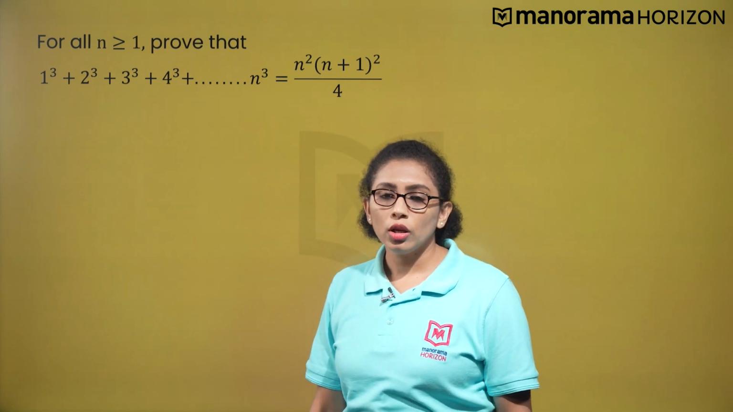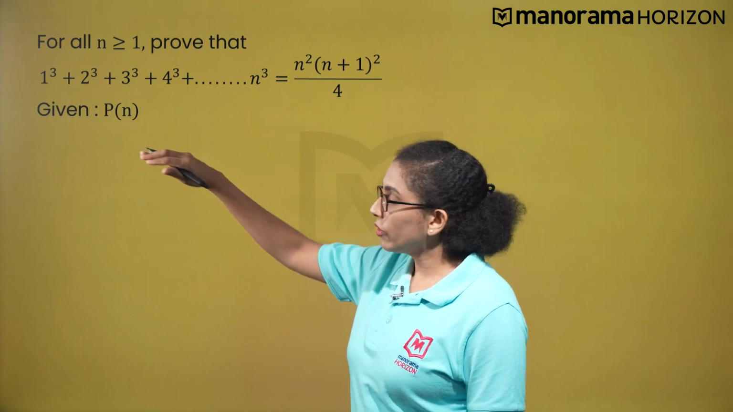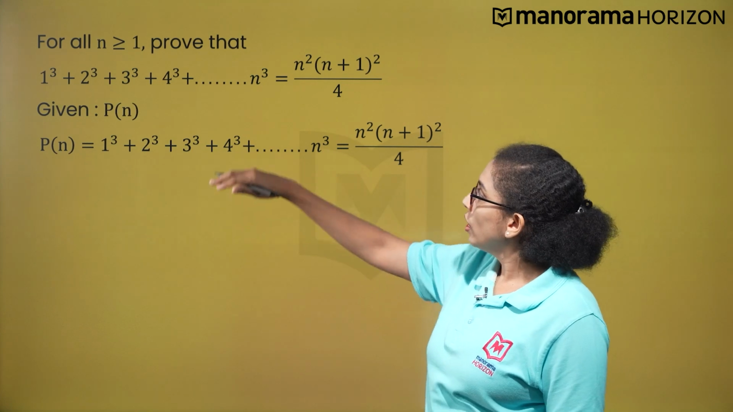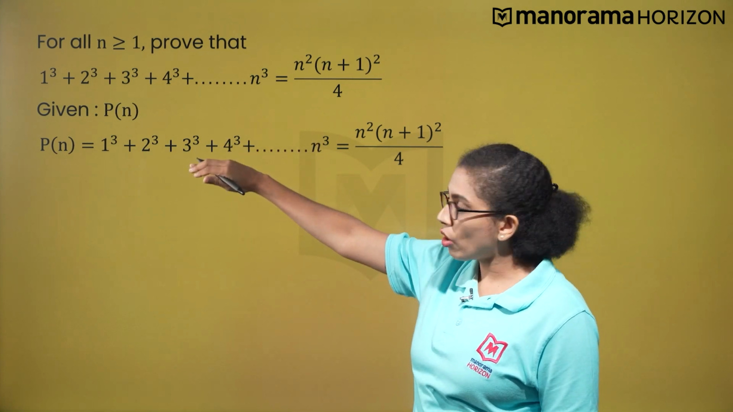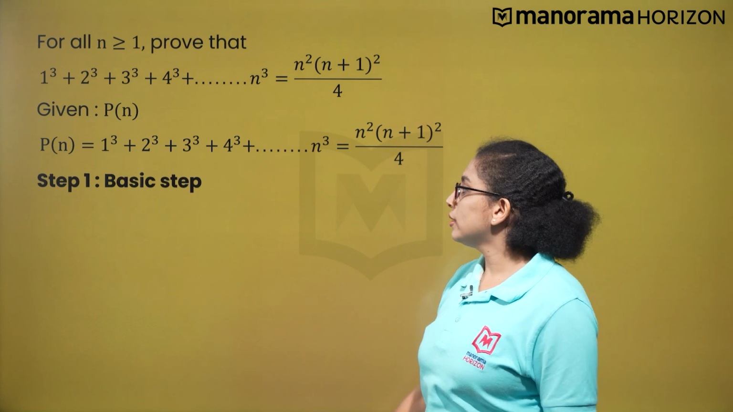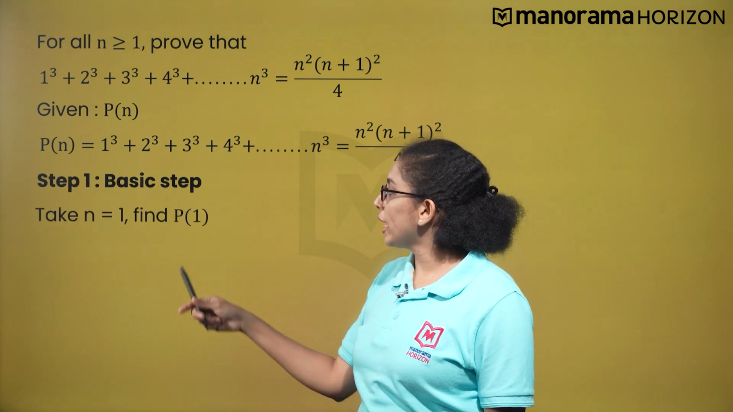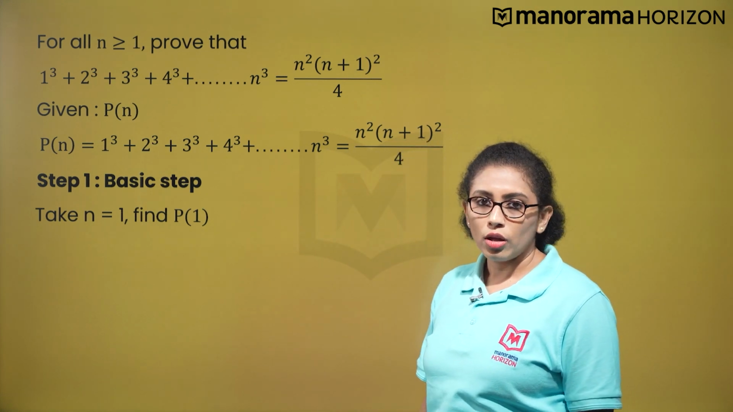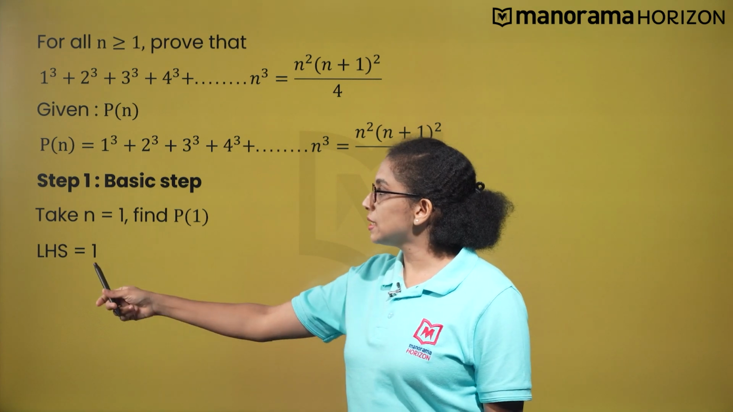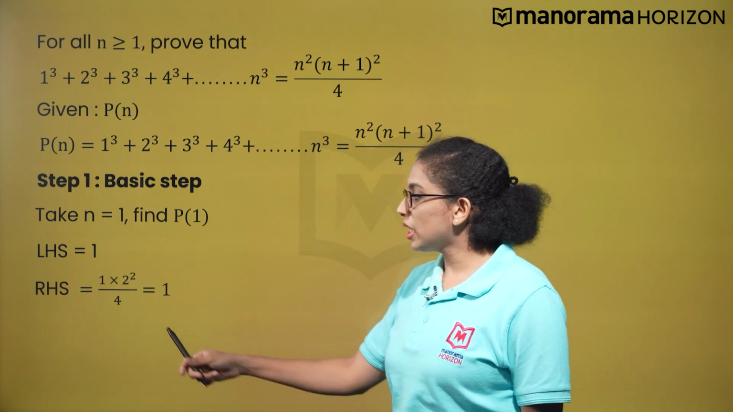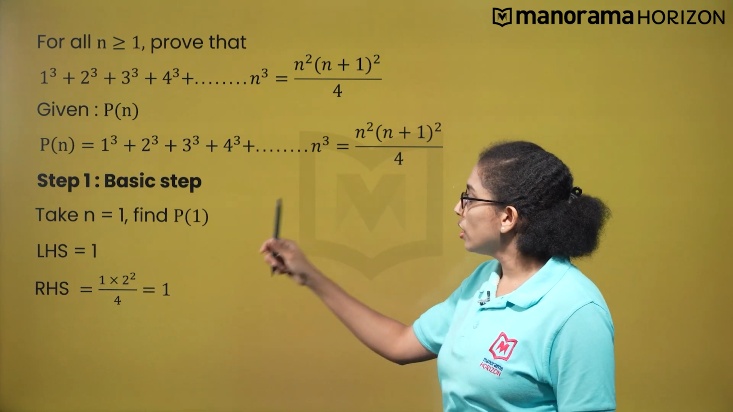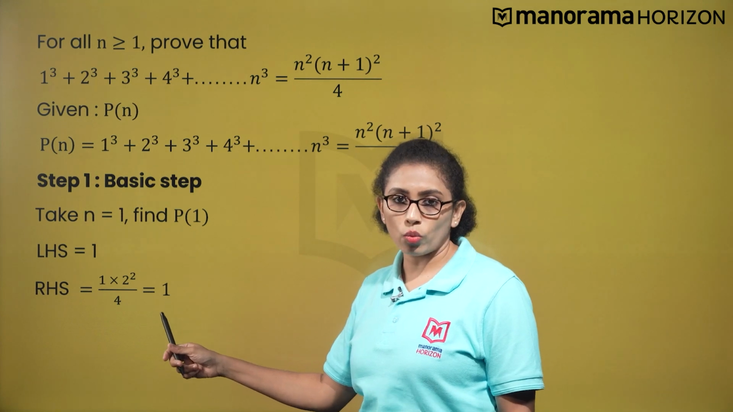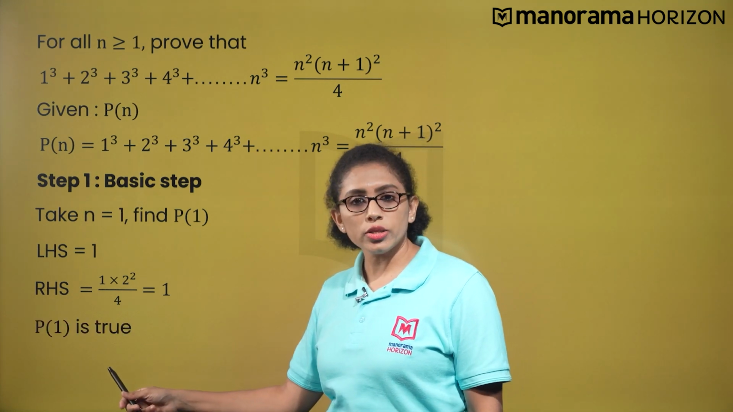How can we prove? First, we have to get the given statement P of n. The P of n is equal to the given statement as given in the question. This is our P of n. Now, step 1, that is the basic step. What we have to do? We have to take n equal to 1. That means substitute n equal to 1 in this equation. So, we get LHS equal to 1. Now, what will be the RHS? Substituting the value here, 1 into 2 square by 4, which is again equal to 1. So, we can say P of 1 is true.